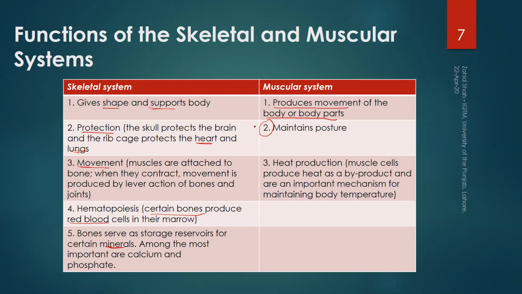And finally, the muscles also are a source of heat production. The muscle cells produce heat as a byproduct and are an important mechanism for maintaining body temperature. So we will discuss this point in detail when we discuss human physiology.